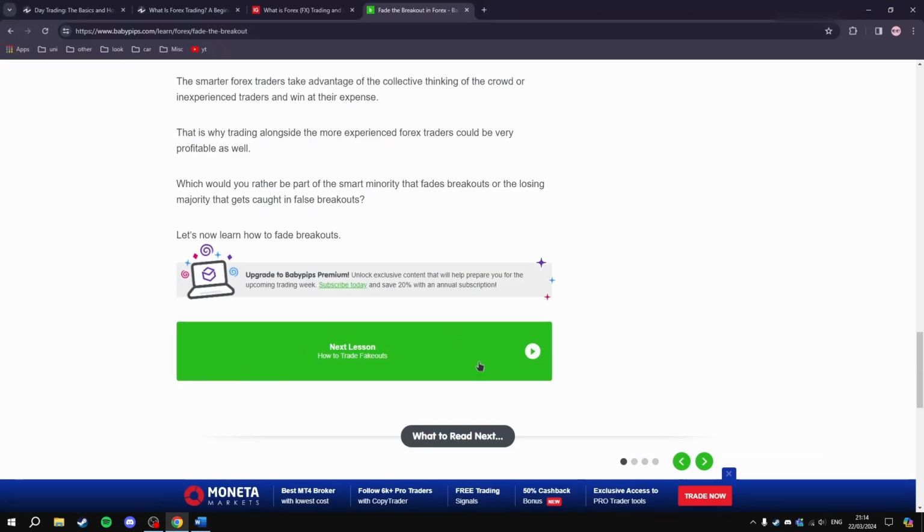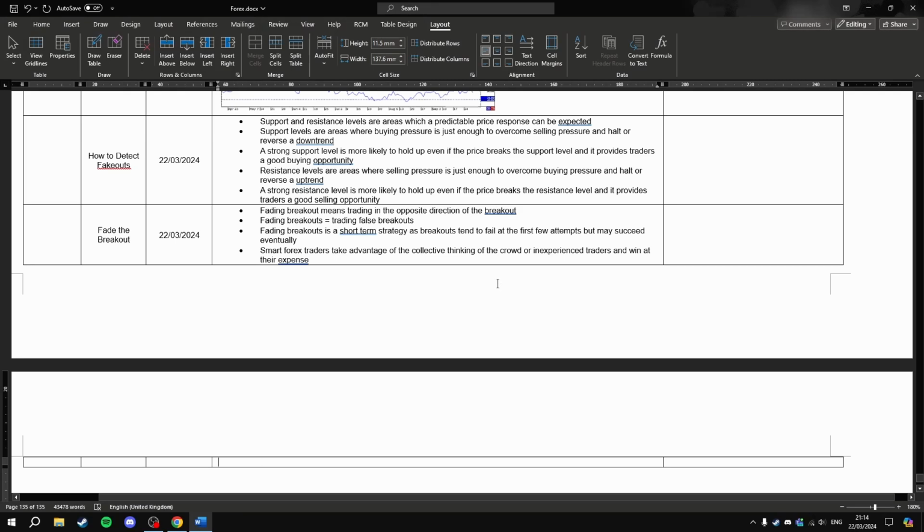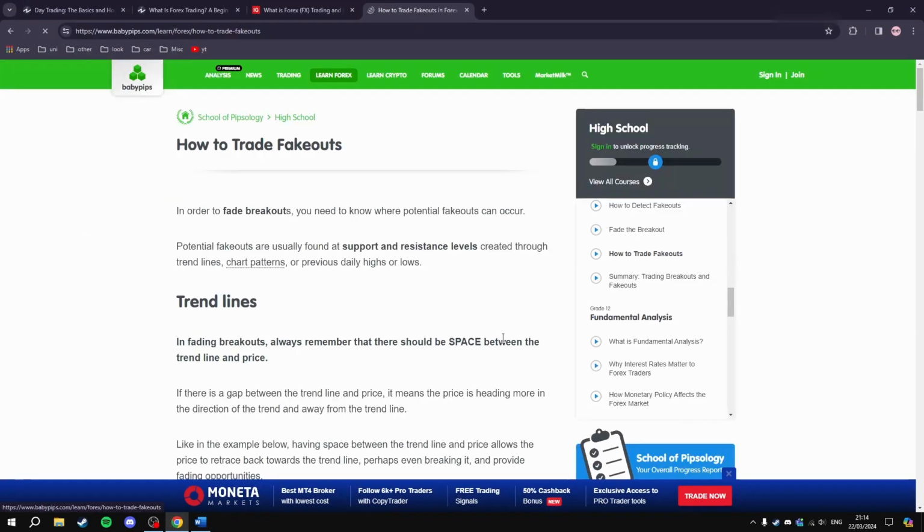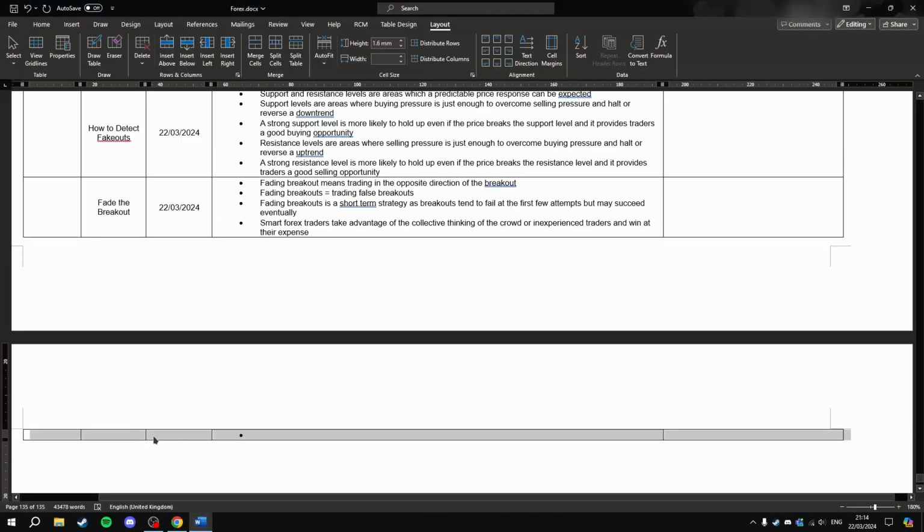This is why trading alongside the more experienced Forex traders could be very profitable as well. Which would you rather be part of, the smart minority that fades breakouts or the losing majority that gets caught in false breakouts? Let's now learn how to fade breakouts. Interesting. How to trade fakeouts.